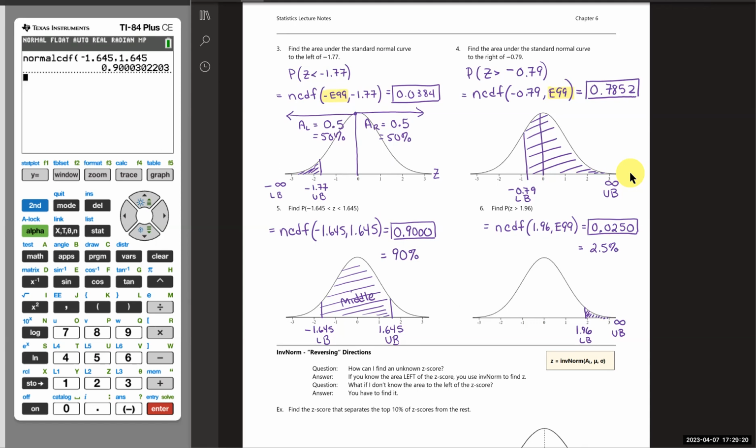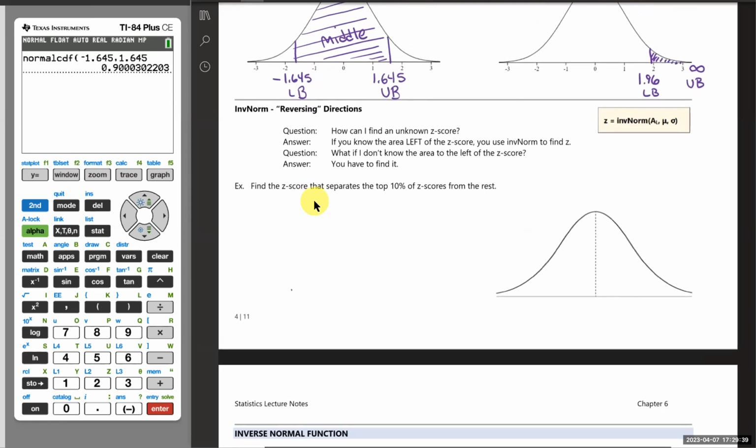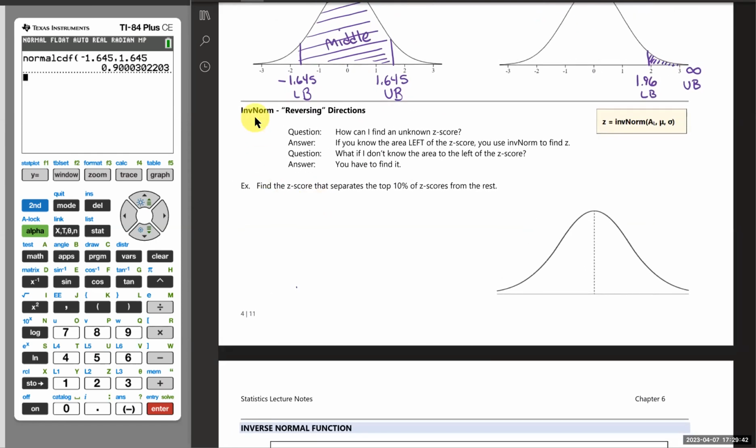And then our next task is going to be going what I call in reverse. So in reverse, meaning what if instead of being given z-scores that we are graphing here, what if we want to find a z-score? So let's take a look at our next bit here. This function called inverse norm on our calculator will allow us to find z-scores. So let me set this example up. It says find the z-score that separates the top 10% of z-scores from the rest.